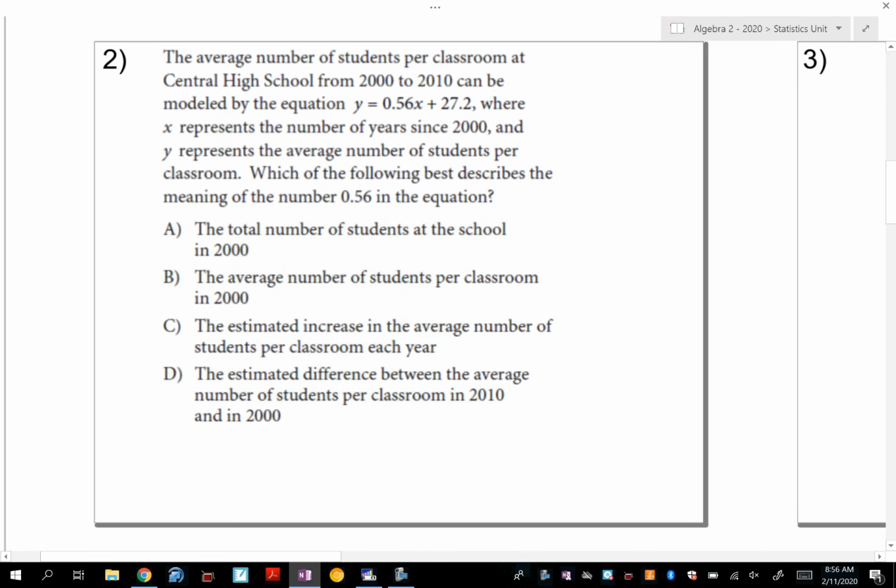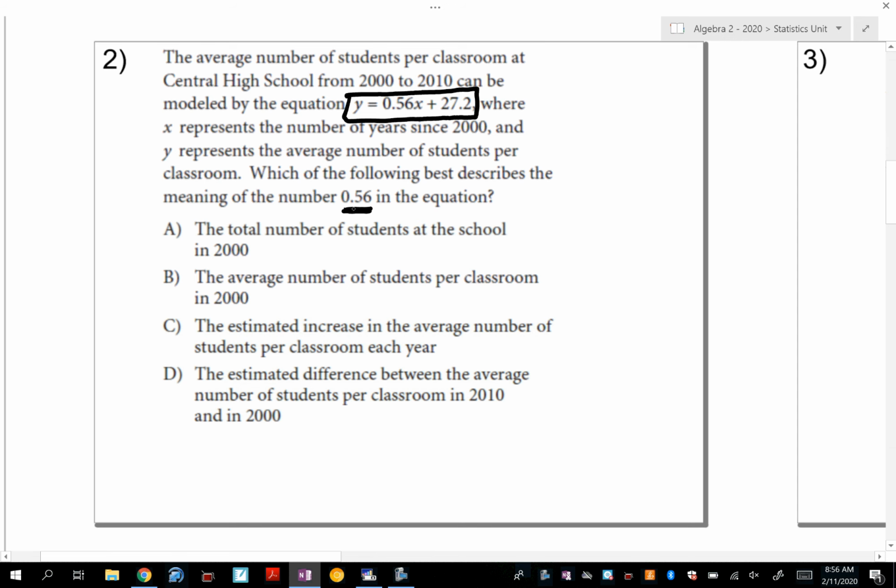Okay, number two. Number two actually gives you the equation of the line in this one. You can see immediately that 0.56 is the number next to your x variable, so that is the slope, and 27.2 is not with any variable, so that's the y-intercept. It tells us that x represents the number of years since 2000, and y represents the average number of students per classroom. So it wants us to interpret the meaning of 0.56.